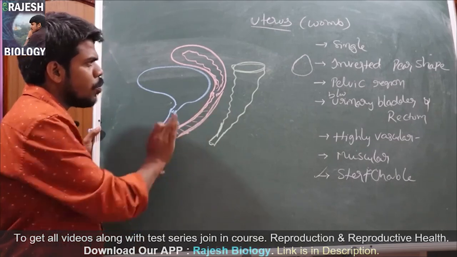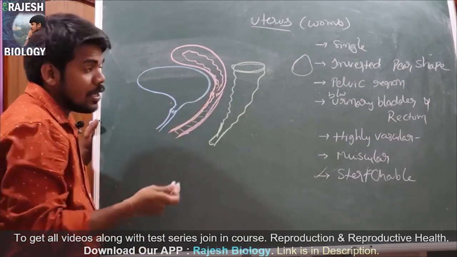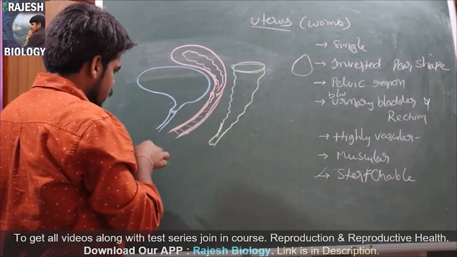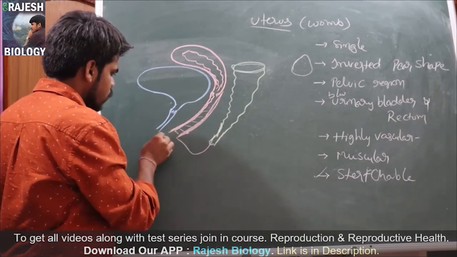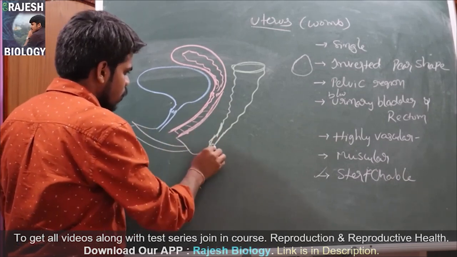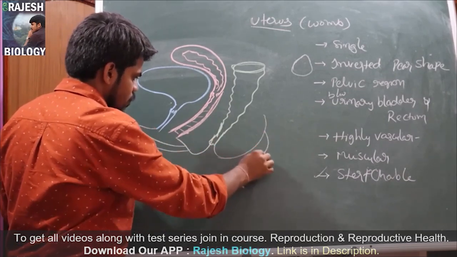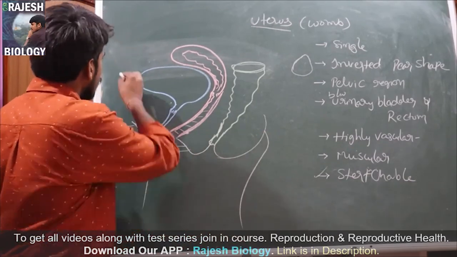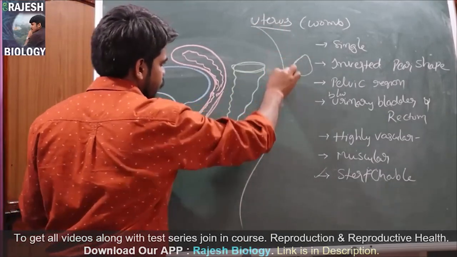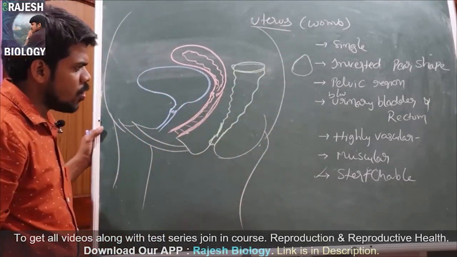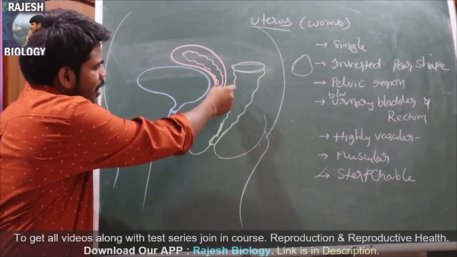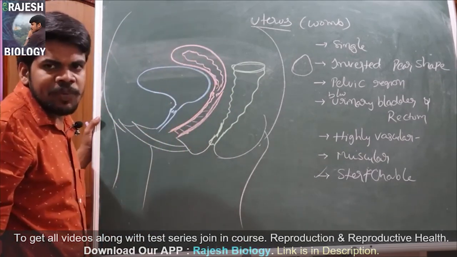So this is the position of the uterus. Red color is the uterus. Uterus is present between the urinary bladder and the rectum. So it is like this. Female reproductive system, if you observe the diagram also, it is present between the urinary bladder and the rectum. It is an inverted pear-shaped structure.